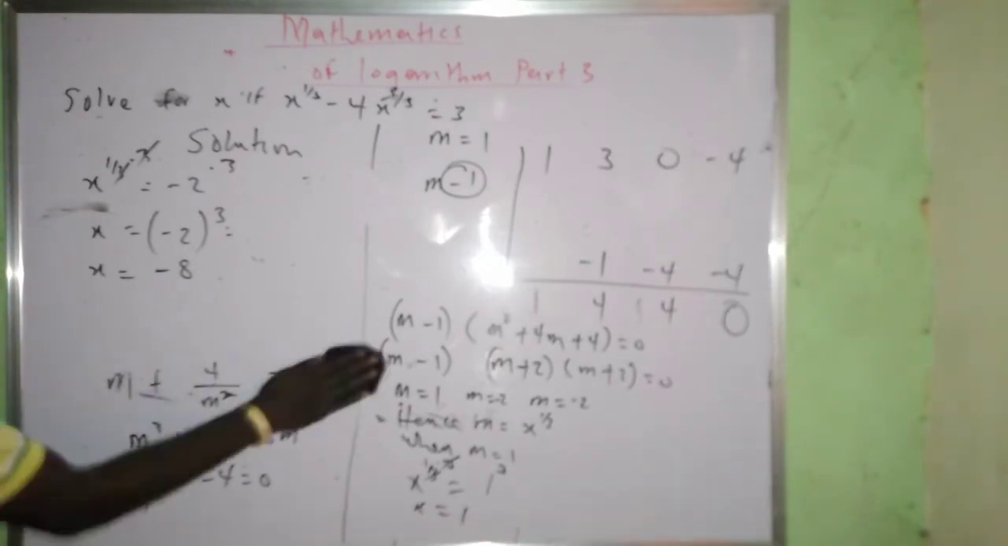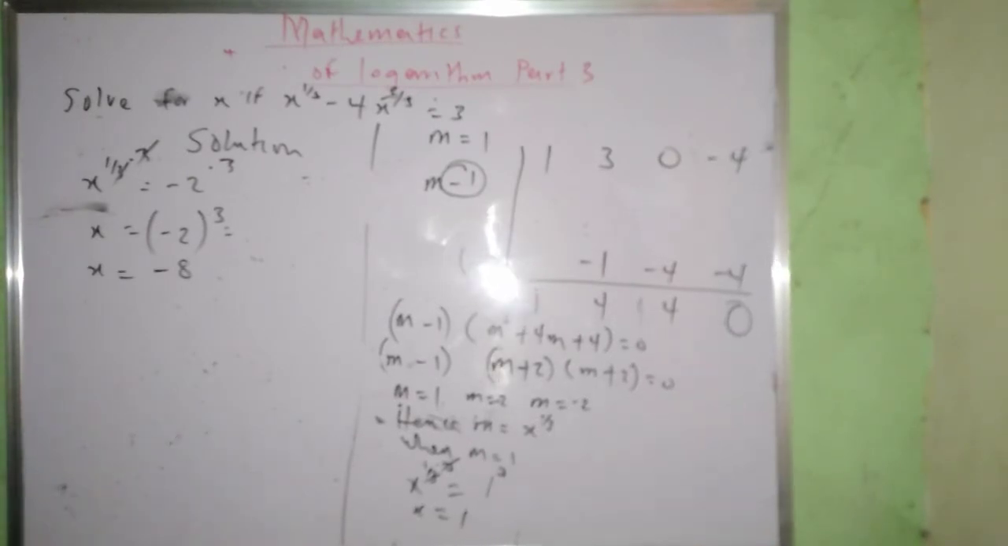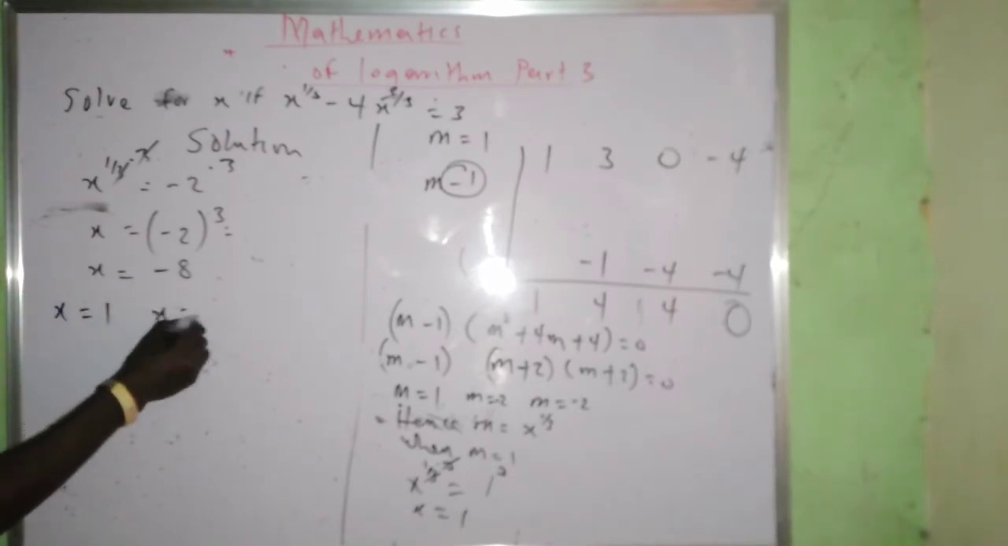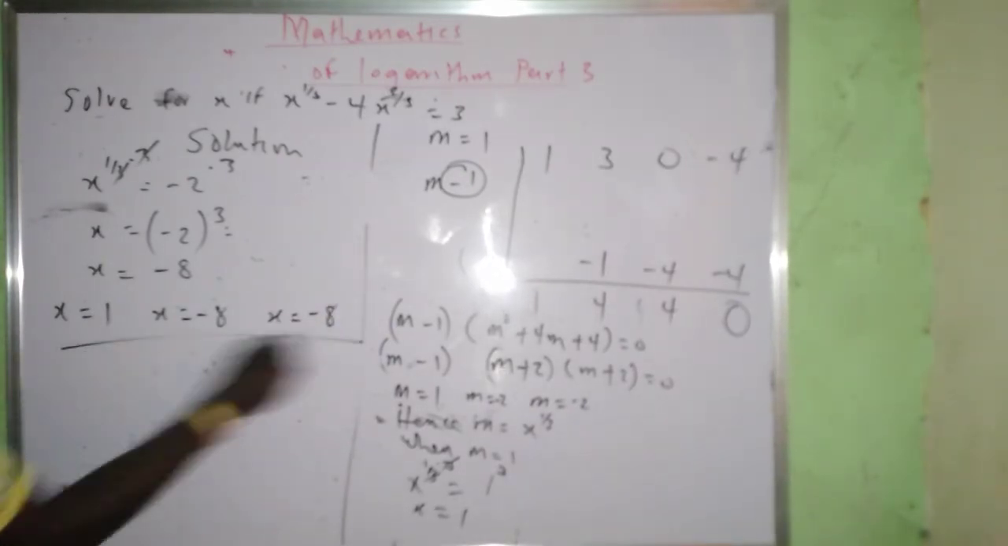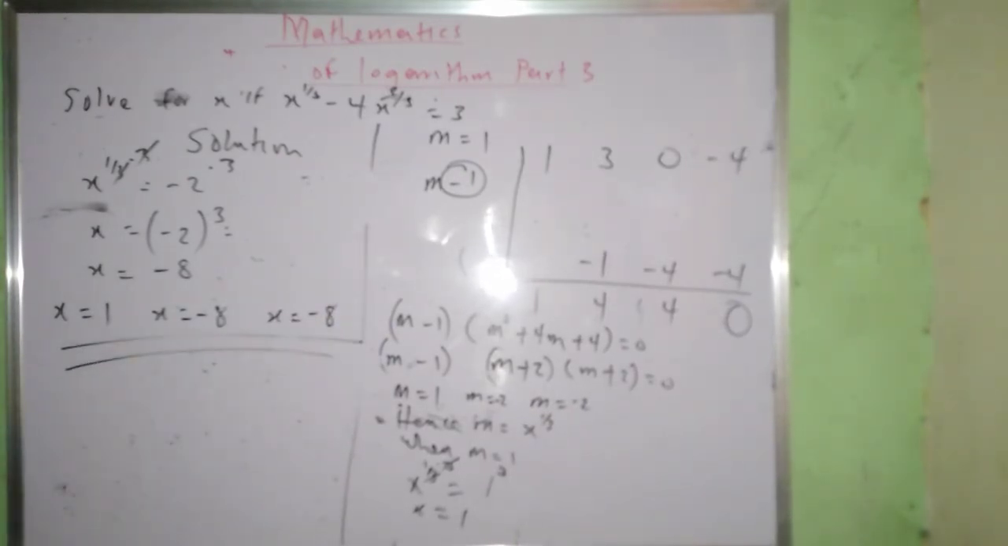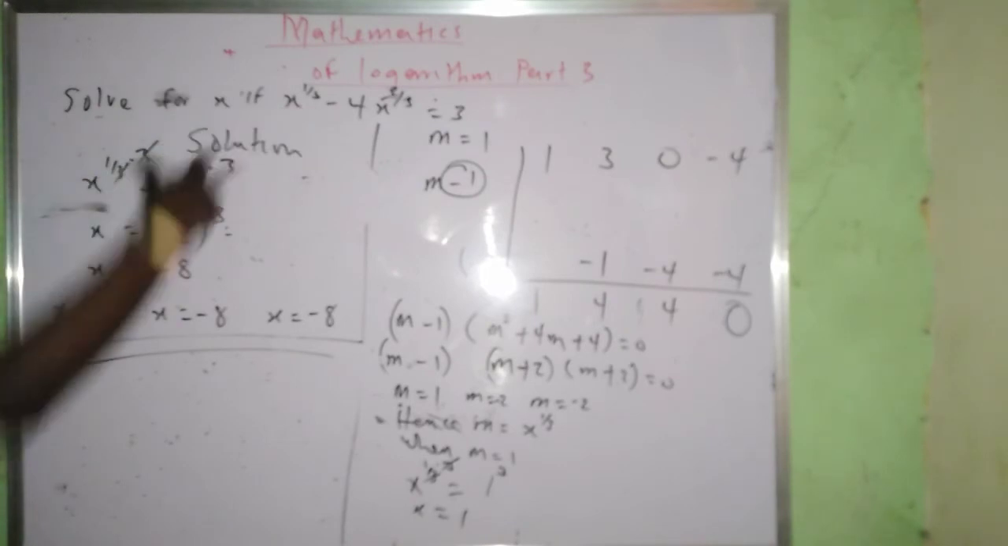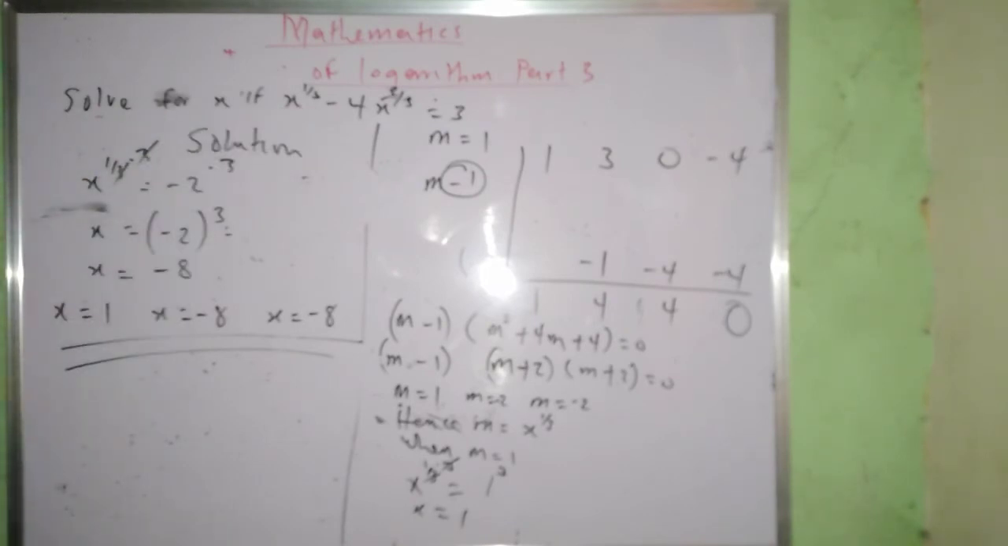It means my x values are: x equals 1 and x equals minus 8. x equals minus 8. That is my value of x. If you put those numbers there, you will see that you have the answer.